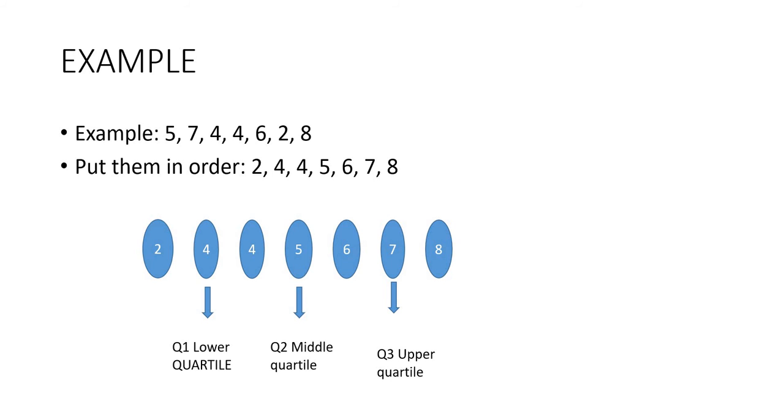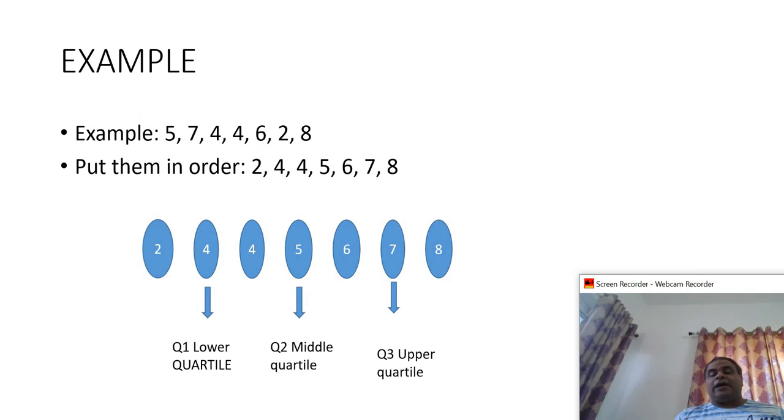So that's what we are going to do here. Your example is 5, 7, 4, 4, 6, 2, 8. You need to put the numbers in ascending order. That's the first step you need to do for finding the quartiles. So put them in ascending order, then it would be 2, 4, 4, 5, 6, 7, 8.